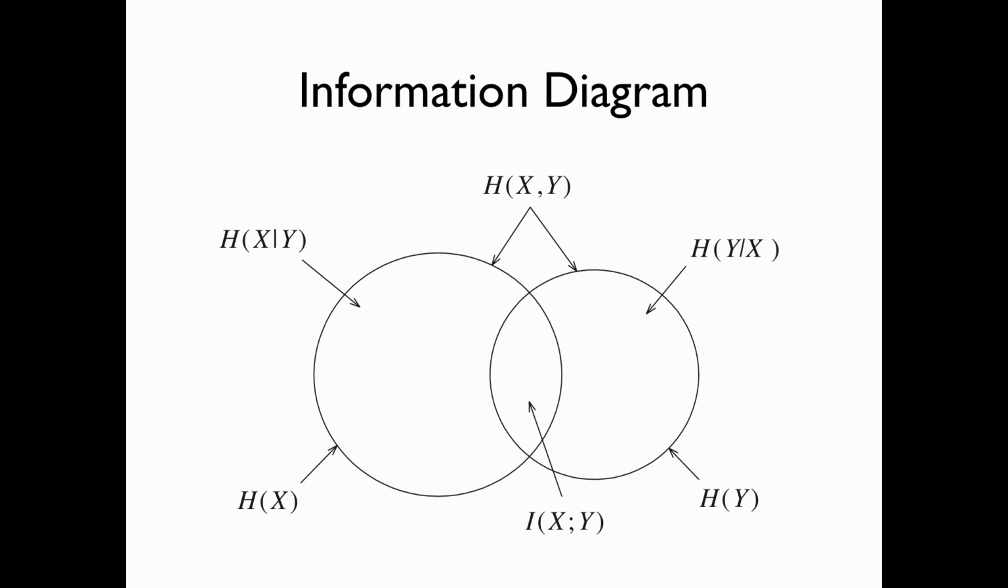The formulas we have obtained so far for the information measures for two random variables X and Y can be summarized in this information diagram. First, we have a set on the left-hand side that represents the entropy of X. The set on the right-hand side represents the entropy of Y. And then the union of these two sets represents the entropy of (X,Y). This region represents the entropy of X given Y. This region represents the entropy of Y given X. And the intersection of the two sets represents the mutual information between X and Y.